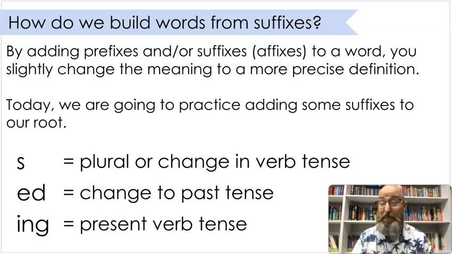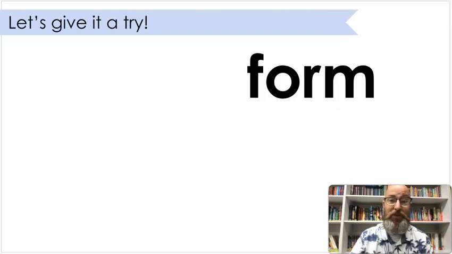Now today's lesson might be a bit simple because these are some suffixes that you probably have a lot of familiarity with. You probably know what these mean. And these all have to do with verb tense. We're going to add the suffix s, which is a plural, or it changes the verb tense. We're going to add the suffix ed, which changes it to past tense. And we're going to add ing, which is also a present verb tense. Are you ready? Let's get started. Let's give it a try.